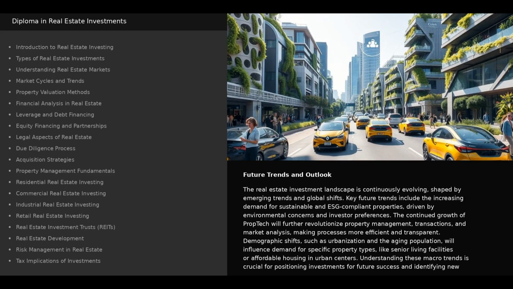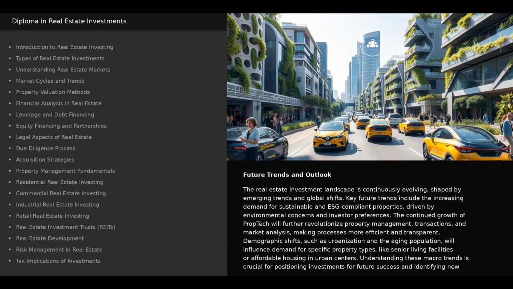Future trends and outlook. The real estate investment landscape is continuously evolving, shaped by emerging trends and global shifts. Key future trends include the increasing demand for sustainable and ESG-compliant properties, driven by environmental concerns and investor preferences. The continued growth of PropTech will further revolutionize property management, transactions, and market analysis, making processes more efficient and transparent.